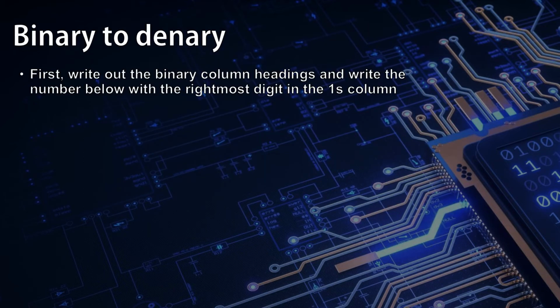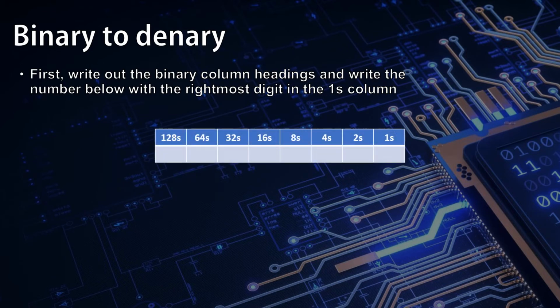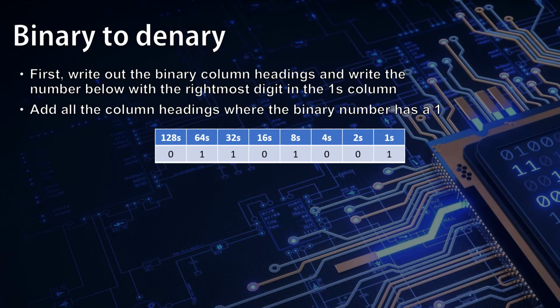To convert a number from binary to denary, start by writing out your binary table with all the column headings at the top as they should be, starting from 1 on the right and doubling as you move left. Write your binary number below with the rightmost digit of your binary number in the ones column.